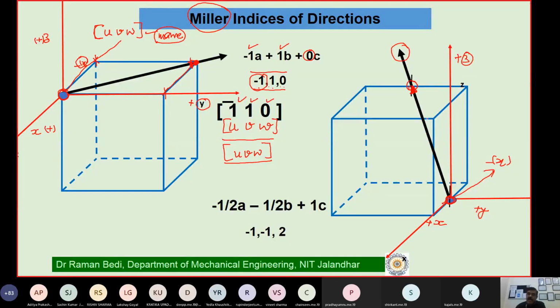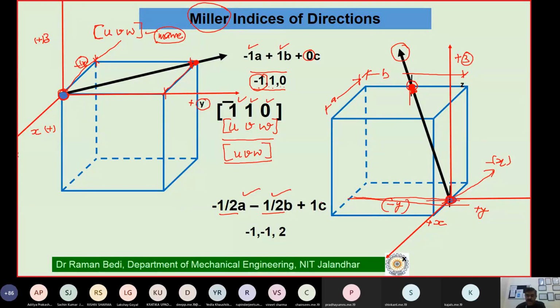The intercept of this vector has to be calculated on the three axes, or the other way to do that is that I consider this point and talk about the coordinates of the head. So the coordinates of this point in terms of X, Y, Z are minus half, because this is the origin now. So you moved minus half in the X direction. Similarly, if this is plus Y, this is minus Y, so this is minus half in the negative Y direction, in terms of the lattice constant. This is the lattice constant B, and this is the lattice constant A. In a cubic system, they are all equal, so they can all be A, A and A.